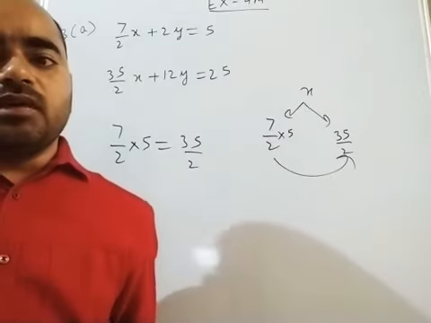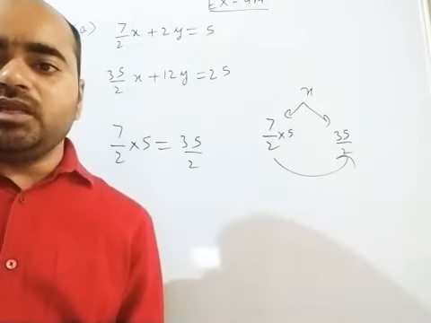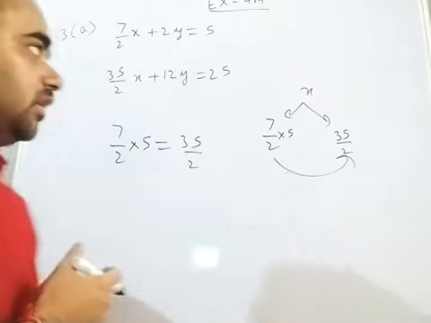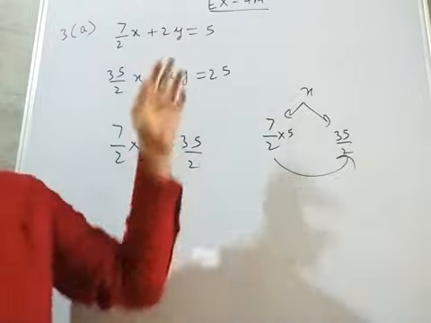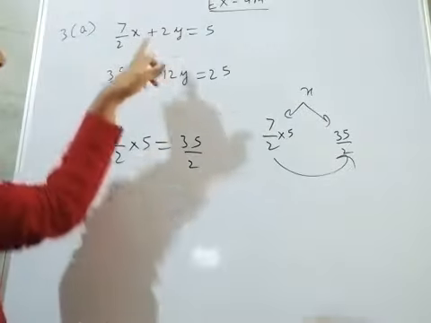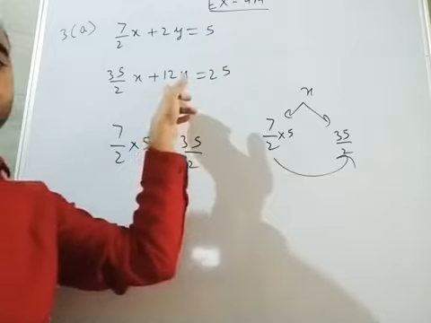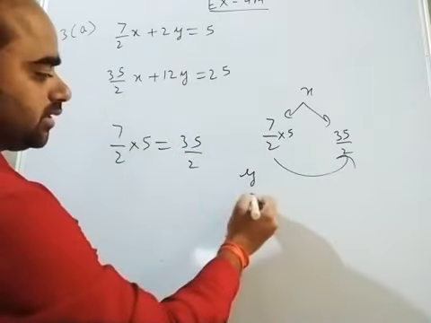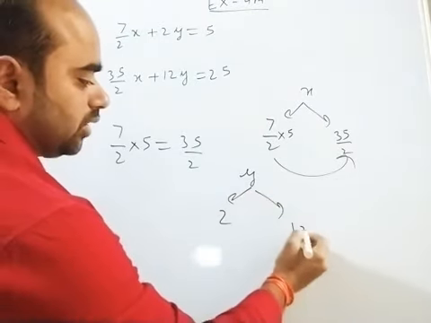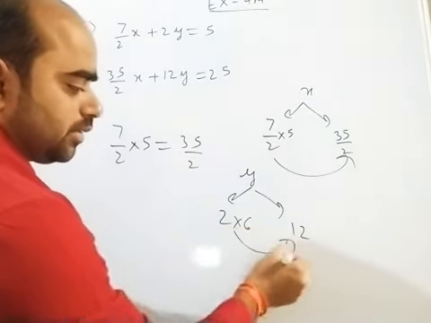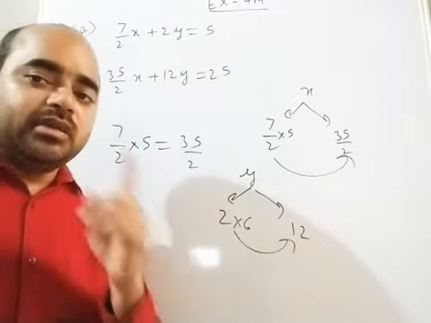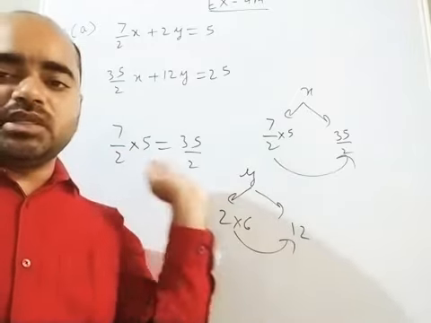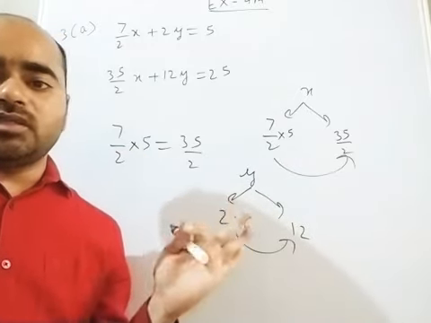And the method is, we have to equate the coefficients of any one variable. Whether you equate for x or you equate for y. Now I am going to equate for x. If you want to equate for y, then here it is 2, here it is 12. If you multiply by 6, this will become 12. But remember, whenever you are multiplying, we have to multiply the whole equation, each of the terms, whether you equate x or y.